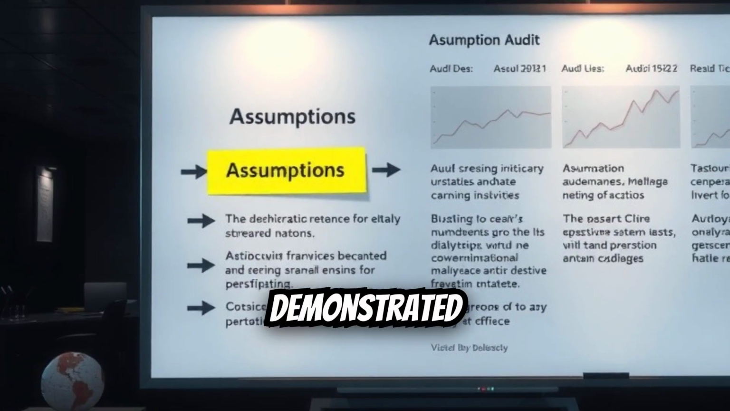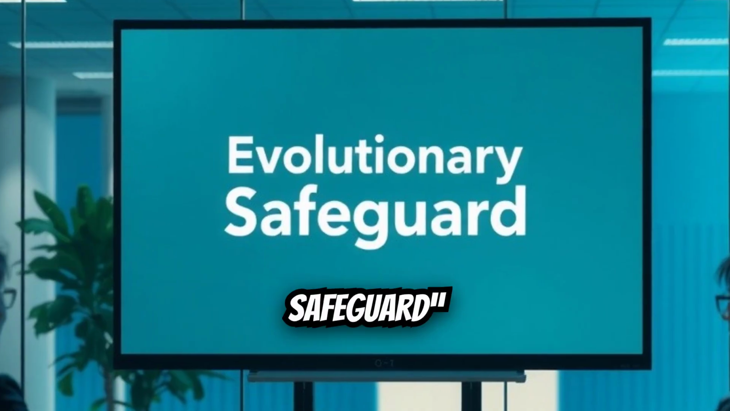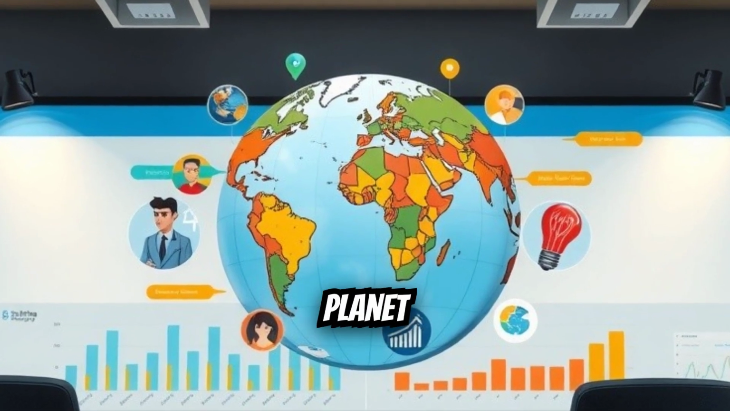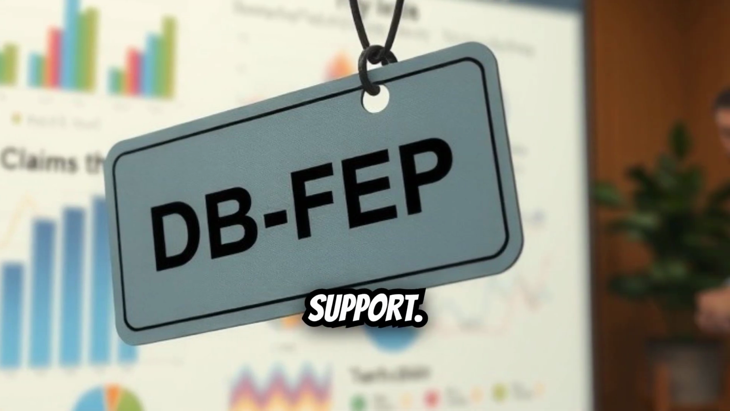Assumed, not demonstrated here: hardwired fairness switch. Evolutionary safeguard is the main cause. Explains revolutions and governs planet survival. DB-FEP tag. Mechanism claims without measurement support.